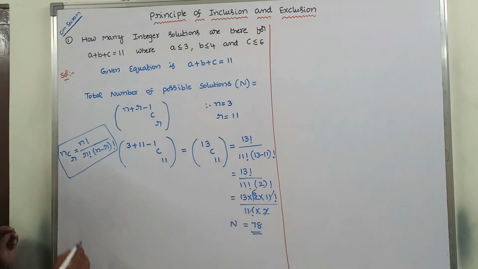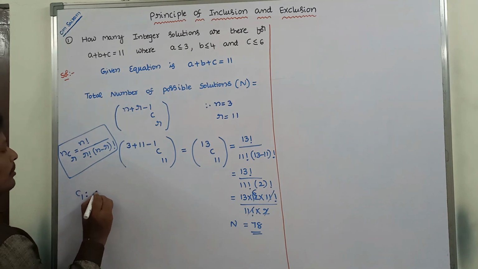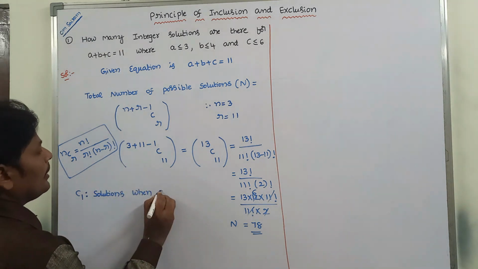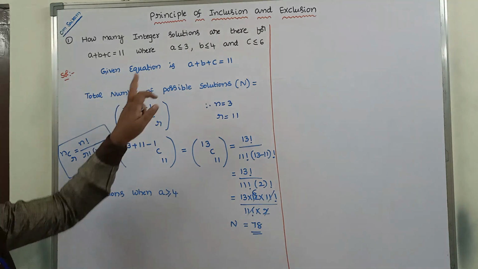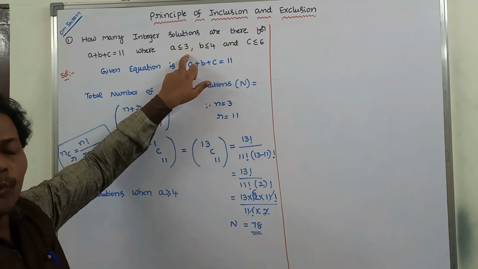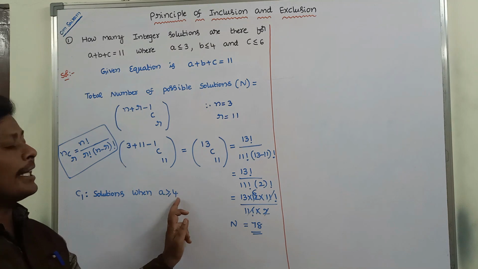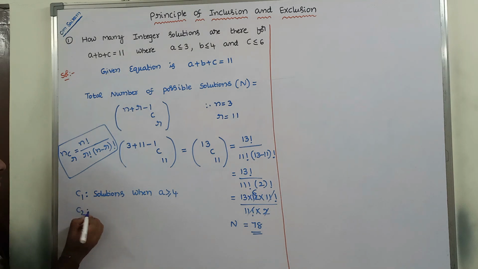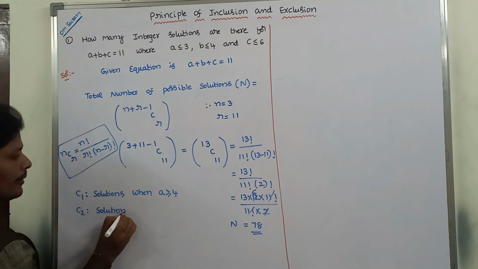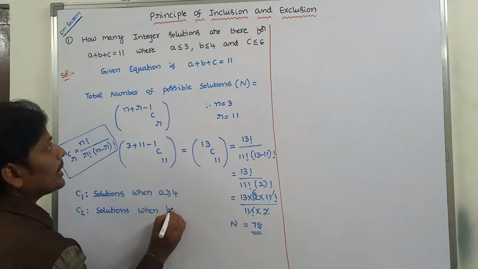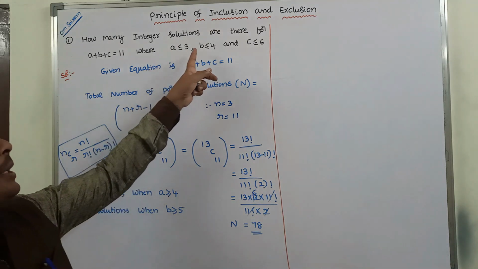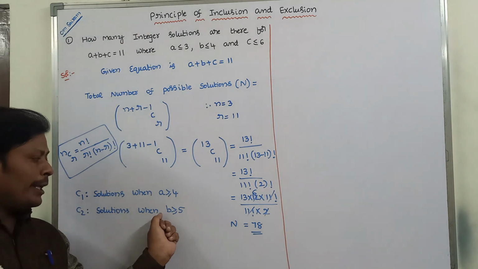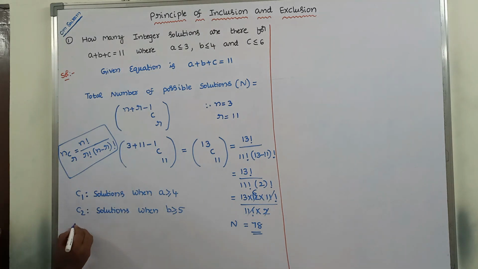Okay, now we can go for C1, which is nothing but the solutions when A is greater than or equal to 4. Here, A is less than or equal to 3 is given. Now we have to find out how many solutions are possible whenever A is greater than or equal to 4. Next one, C2, solutions when B is greater than or equal to 5. Here in the problem, B less than or equal to 4 is given. Now we have to find out how many solutions are possible when B is greater than or equal to 5.